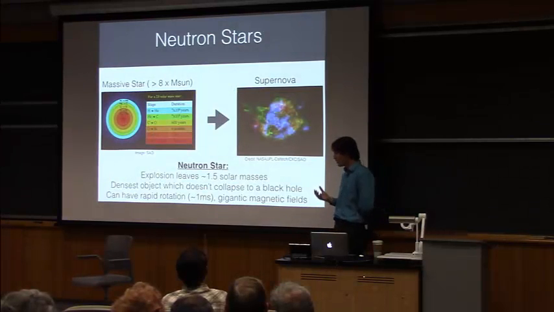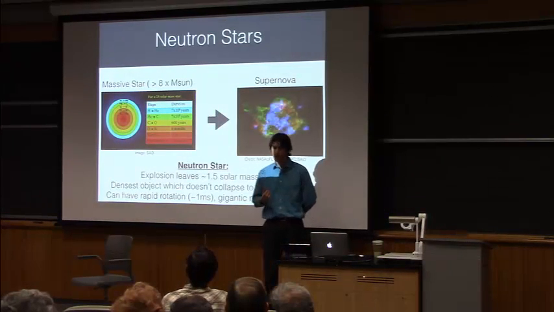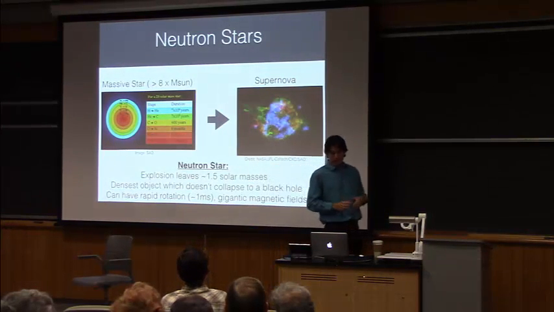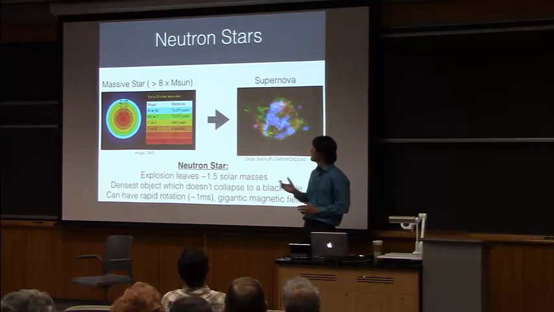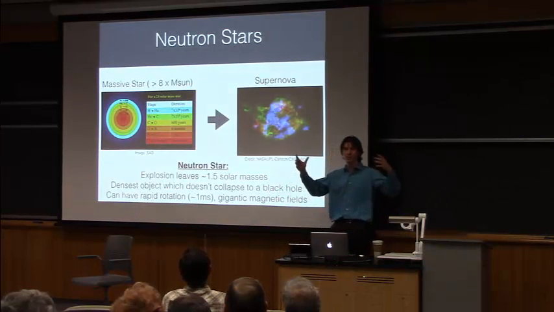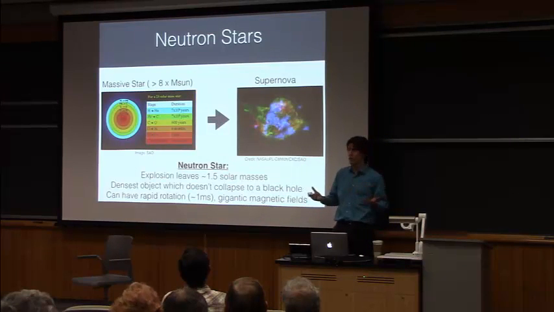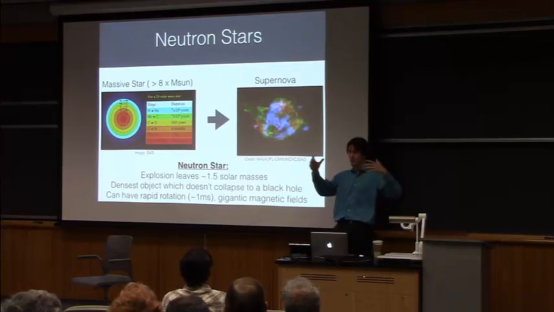So how do you form these very compact objects? Well, most black holes and certainly all neutron stars are formed as the result of the end of the life of a massive star. If you have a star, it is normally supported against collapsing under its own weight by nuclear fusion at the center of the star. The nuclear fusion in the star produces energy which supports the star against its own gravity.